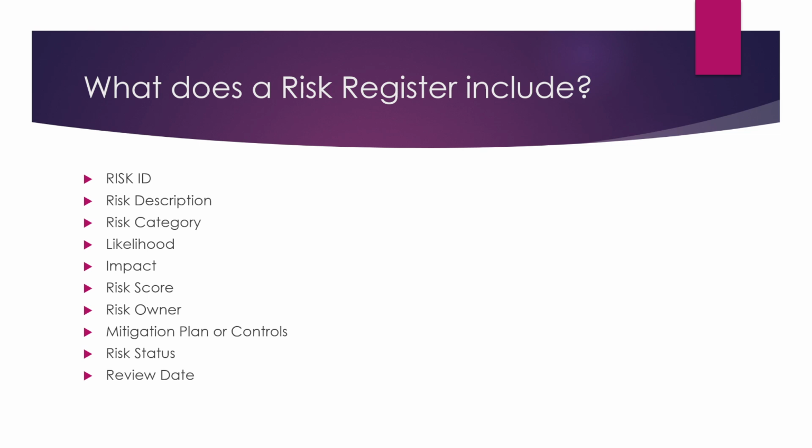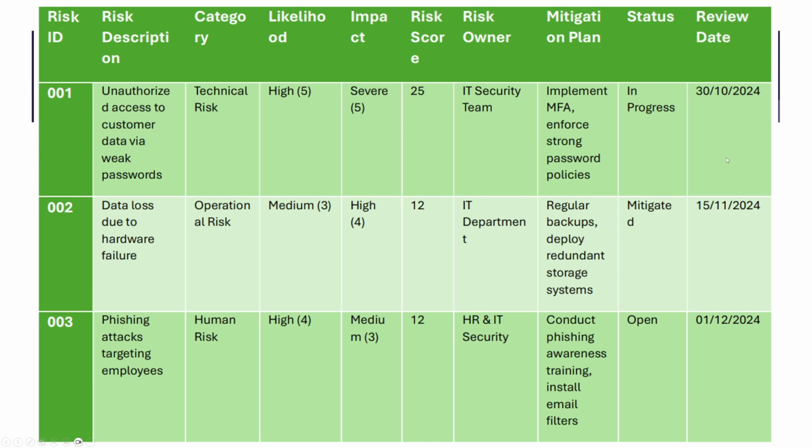Mitigation plans and controls, which are plans on how we're going to reduce the likelihood or the impact of the risk. Risk status, such as open, mitigated, under review, or closed. And when should we review this risk again? So here's an example of the risk register. You can have a risk ID, risk description, category, the likelihood, the impact, the risk score, risk owner, mitigation plan, the status, and the next review date.